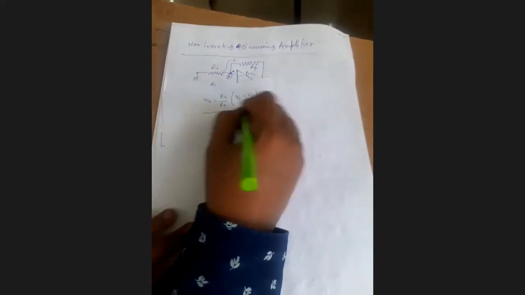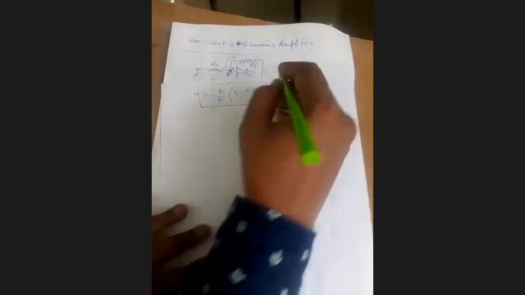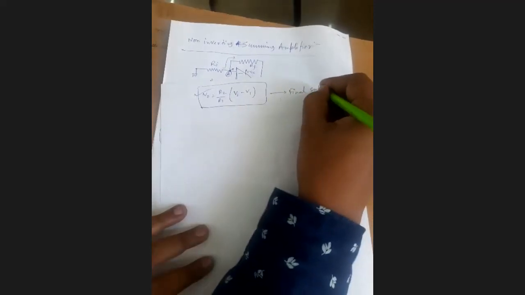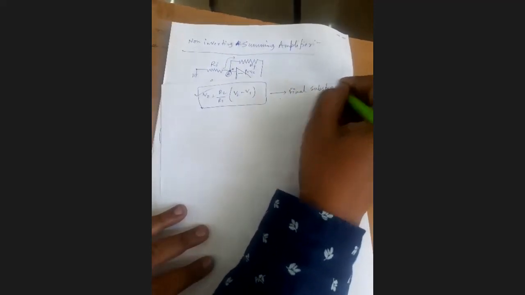So this is the subtraction operation. Finally, V naught by R2 is equal to (V2 minus V1) by R1, so V naught equal to R2 by R1 into (V2 minus V1). So this is the final subtractor output. This is the result of the subtraction, so the subtraction operation is performed over here.